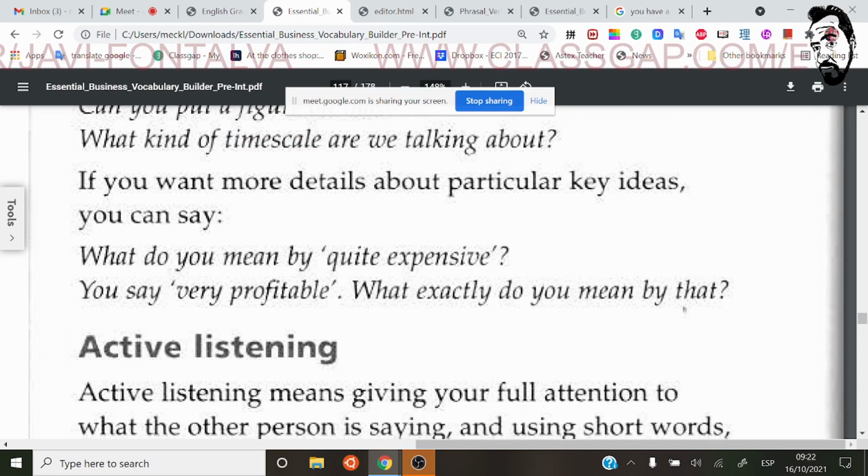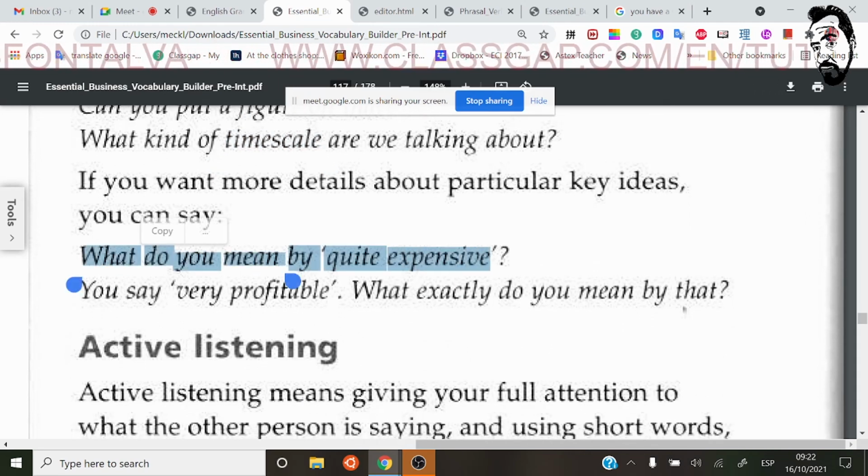Okay, sometimes you don't understand an expression. So you, for example, what do you mean by quite expensive? ¿Qué quiere decir con bastante caro? ¿Qué dinero estamos hablando? What do you mean by quite expensive? Or what do you mean by blah blah blah?